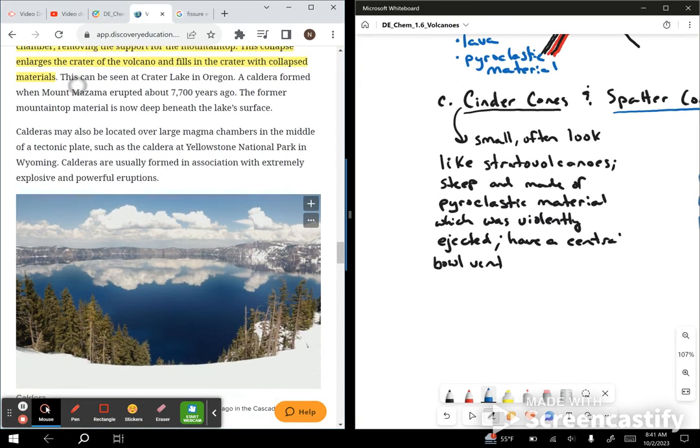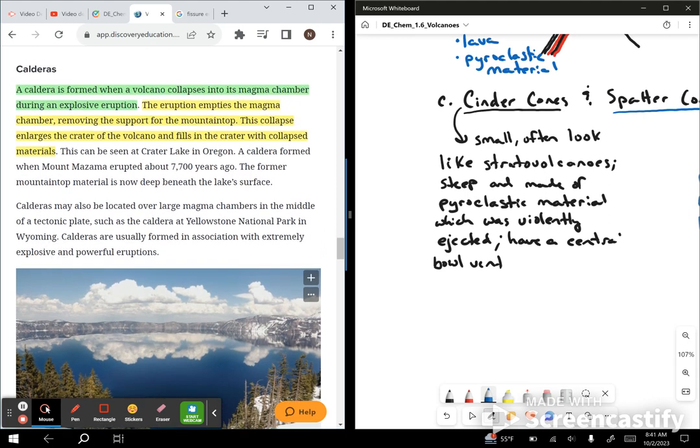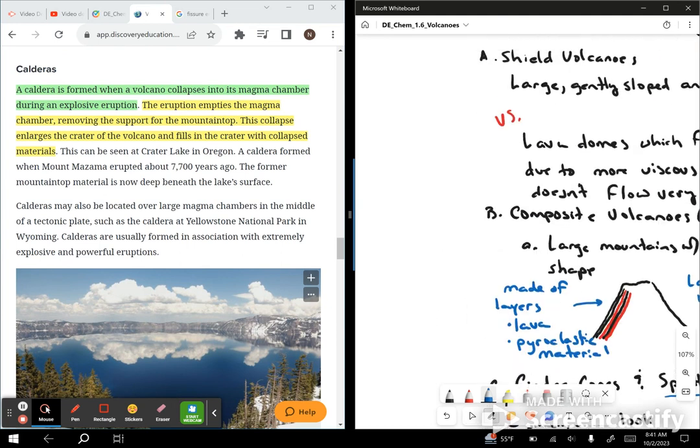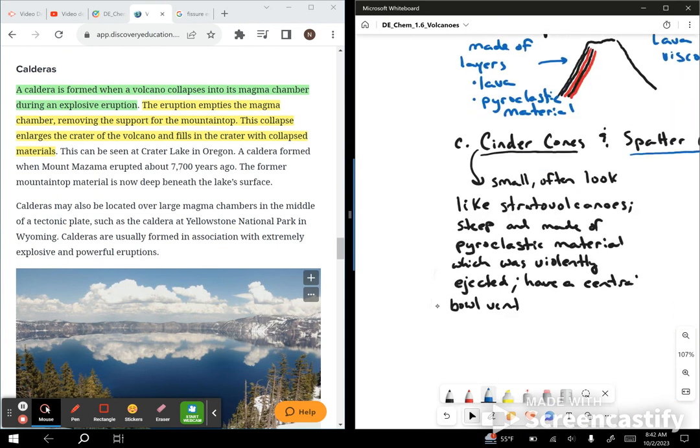Calderas, if you can take a look at this picture here. This is up in Northern California. Imagine that the volcano used to have a top, and it emptied all the magma from underneath it, and so it collapsed and formed a giant bowl. And now that bowl has filled with water. And this is what they call a caldera. Okay, so let's write that down here. I think this is going to be maybe Roman numeral 3 or 4. That's going to be Roman numeral 4. Okay, so caldera.